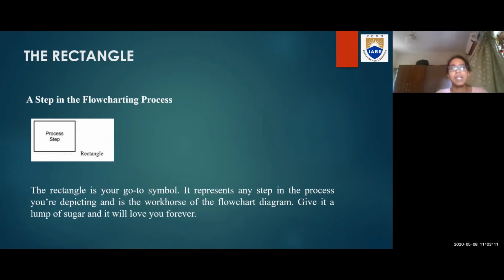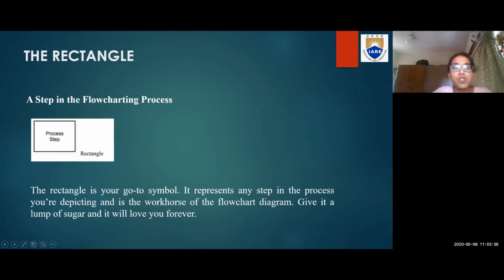You can go step by step, not using only one rectangle for all the instructions. You can use some 3 to 4 or how many ever your instruction steps are. Those many rectangles can serve the purpose. That is why it is known as a step in the flow charting process. That is the process step. So whenever you think about the process step in a flow chart, it's definitely the rectangle.